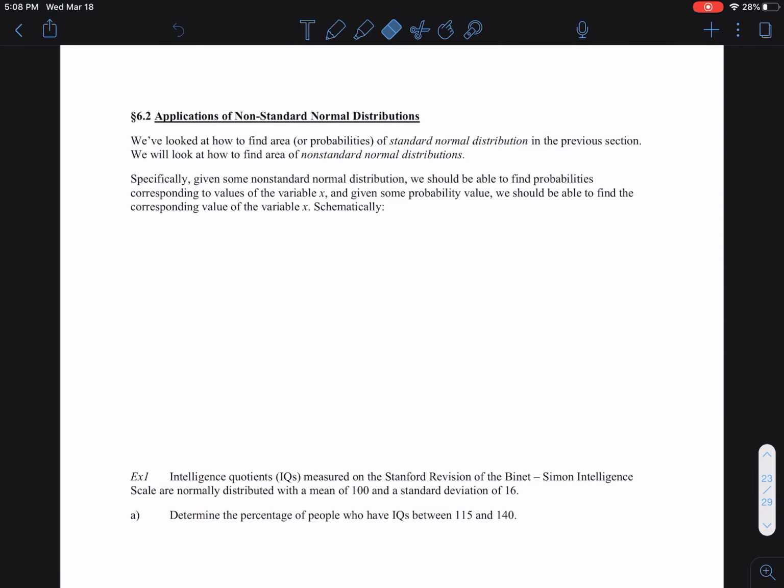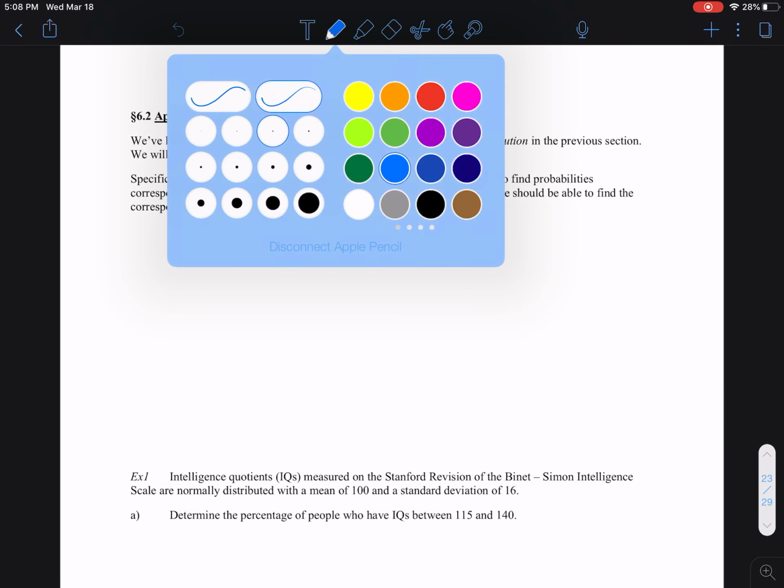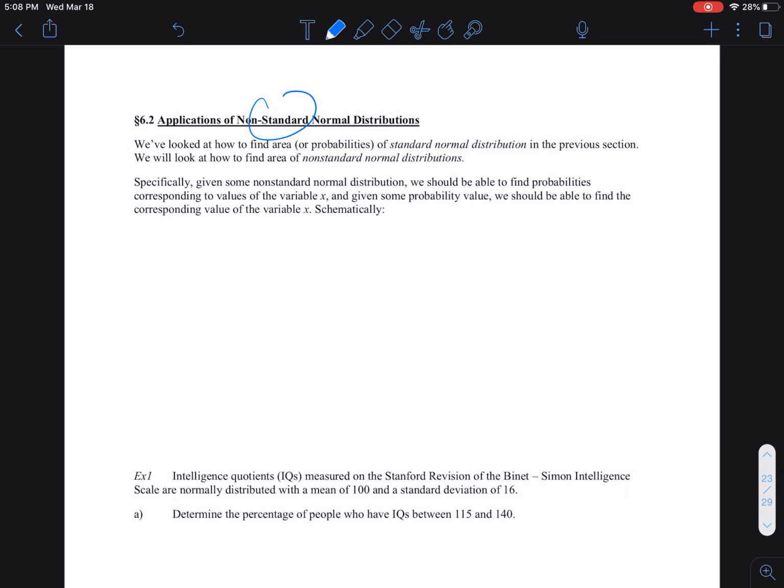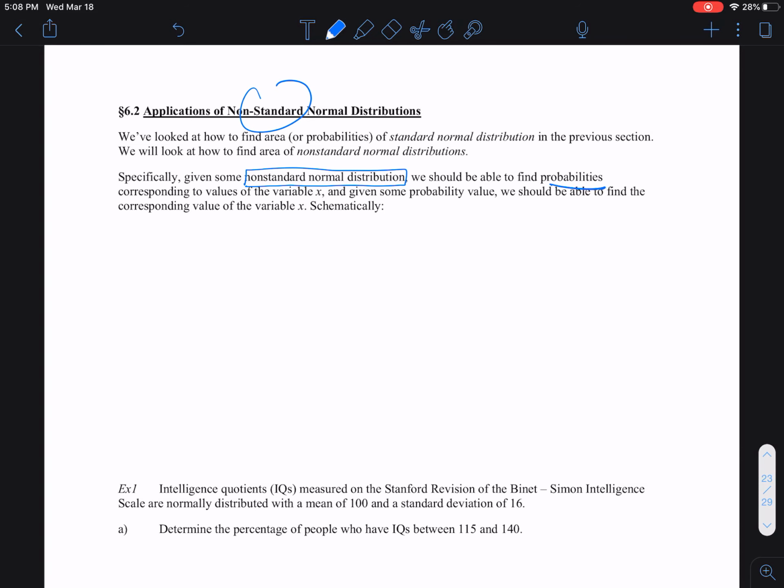Hey guys, welcome back. In this lesson, we're going to cover applications of the non-standard normal distribution. To solve those types of applications, usually we're given a data set that is normally distributed, and we need to find probabilities for corresponding values of x. Then we convert that to the corresponding z-score, and use the z-score table to look up the area, which should correspond to that same area from the given distribution.